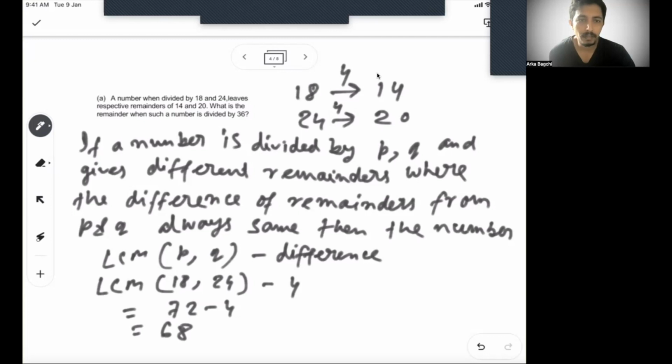So when such a number is divided by 36, you know the remainder will be 32. The remainder will be 32. Okay. So 68, the remainder is 32.